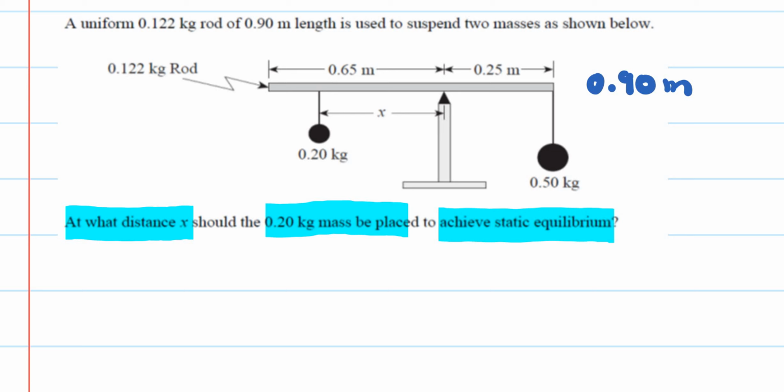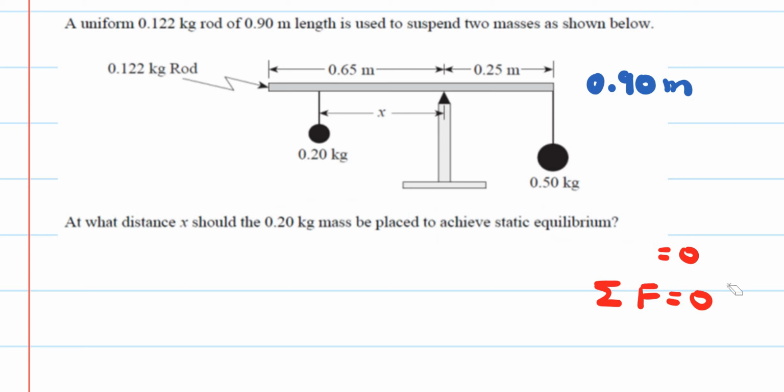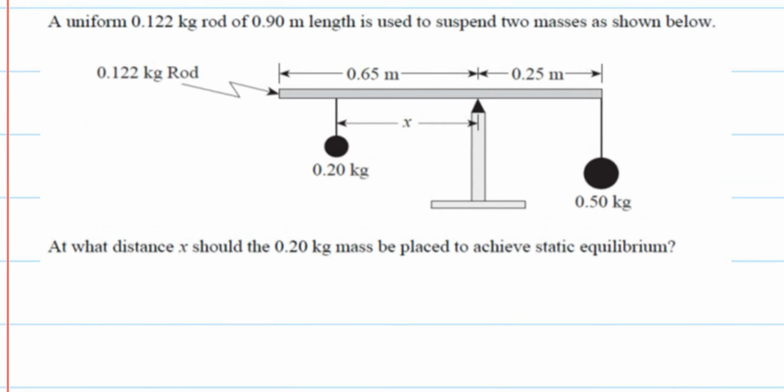Okay, so static equilibrium is just another way of saying that the sum of the torques is equal to 0 and the sum of the forces is equal to 0. And it still just means that the overall diagram is not moving. Okay, so a very good thinking problem here, and I'm going to approach this question by using torques.